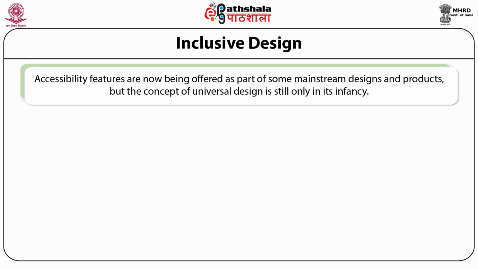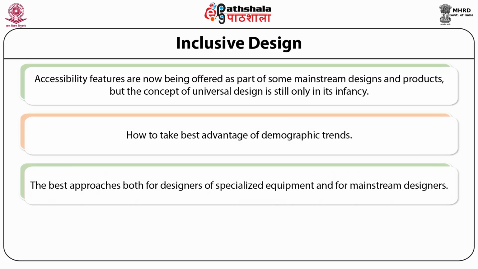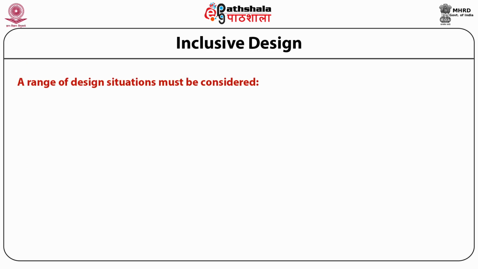Accessibility features are now being offered as part of some mainstream designs and products, but the concept of universal design is still only in its infancy. Researchers need to consider carefully how to take best advantage of demographic trends, the best approaches both for designers of specialized equipment and for mainstream designers. The requirements of these two groups of designers may be very different, and it is important to take a pragmatic view. A range of design situations must be considered.